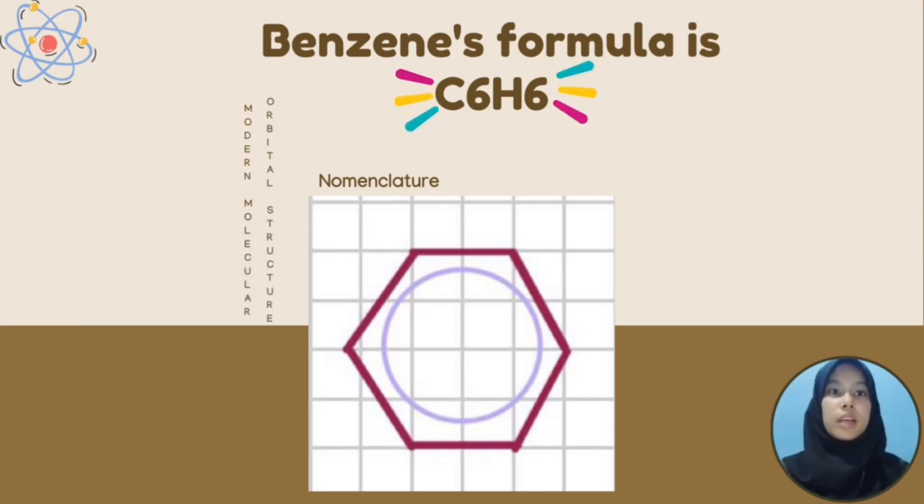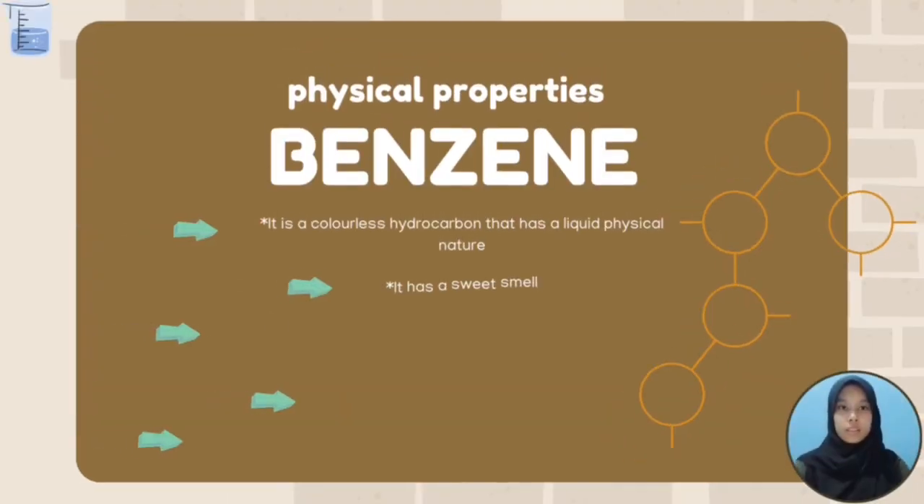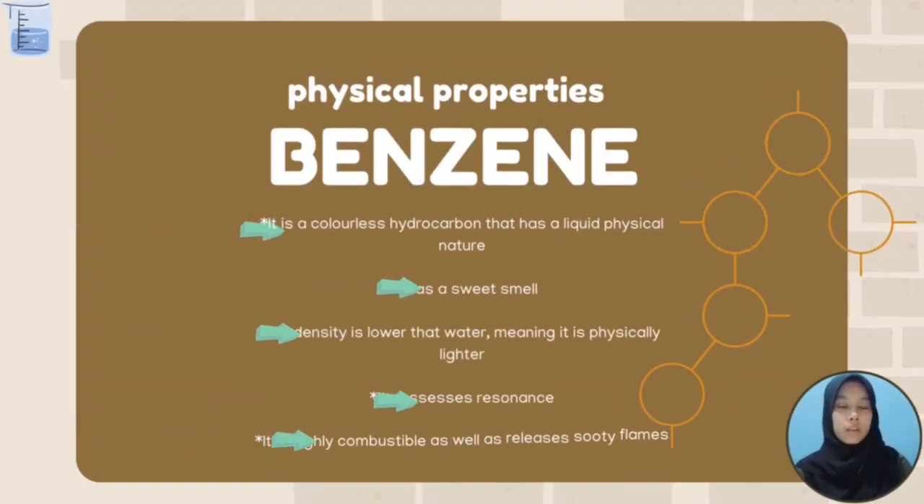It is a regular hexagon because all the bonds are identical. The delocalization of the electrons means that there are not alternating double and single bonds. It is planar because that is the only way that the pi orbitals can overlap sideways to give the delocalized pi system. Now, let's take a look at the physical properties of benzene.